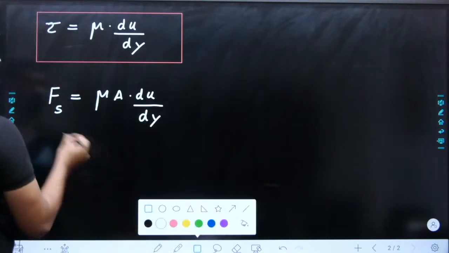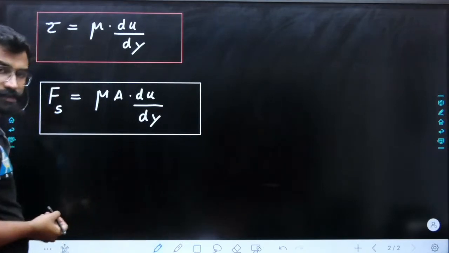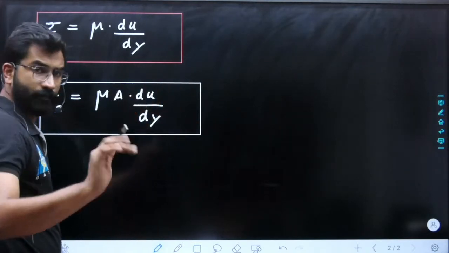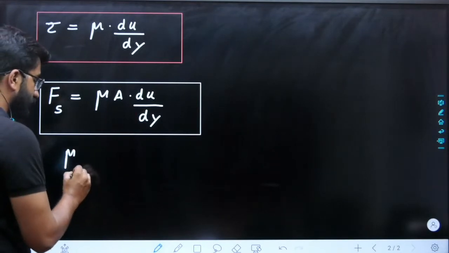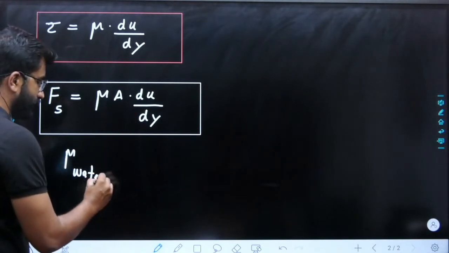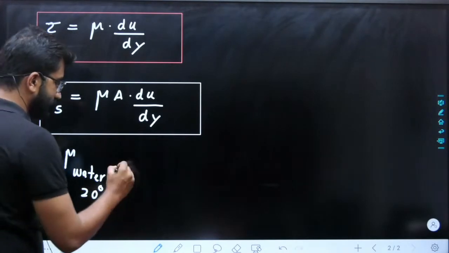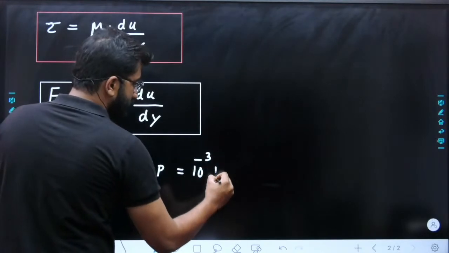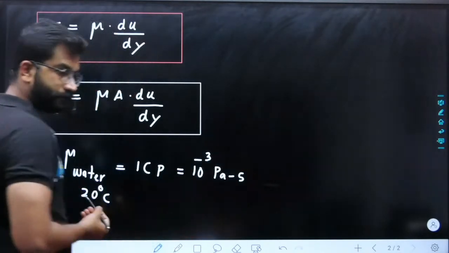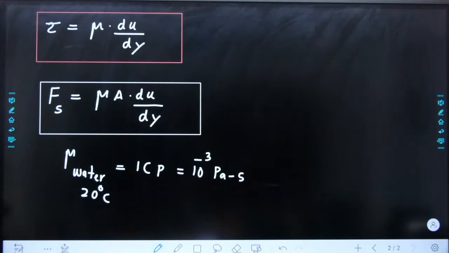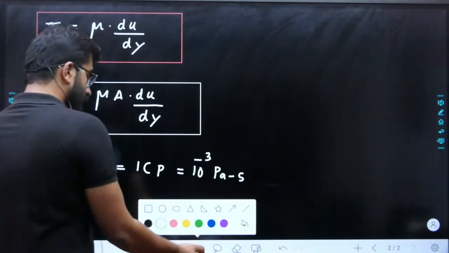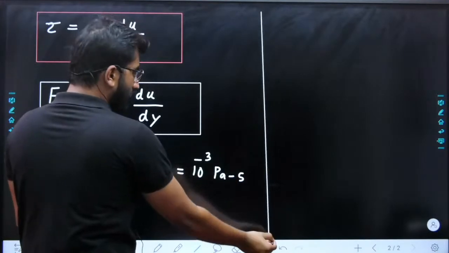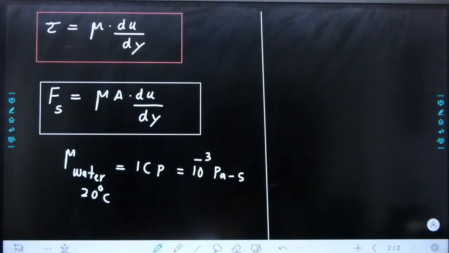Now, what is the unit of viscosity? The unit of viscosity is Pascal second, or poise, or centipoise. Remember the value of viscosity of water at 20 degrees Celsius: it is 1 centipoise, which is equal to 10 power minus 3 Pascal second. Based on this, they can ask you questions. We have done so many PYQs on this topic already. I hope it is clear.